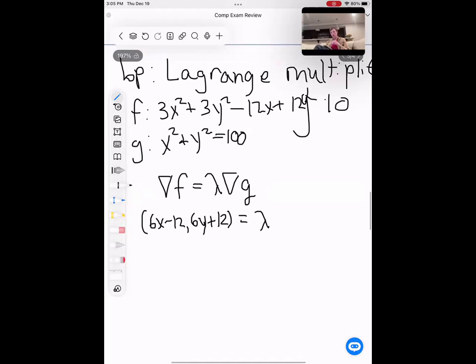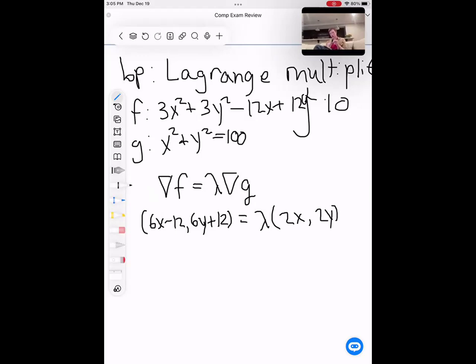So how do we find the gradient of g? It's a function of two variables, right? x squared plus y squared minus 100 is equal to 0. That's our constraint. We just have to compute the partial derivatives of that equation. So the partial derivative with respect to x is clearly just going to be 2x, right? We treat y like it's a constant. And with respect to y, it's just going to be 2y.